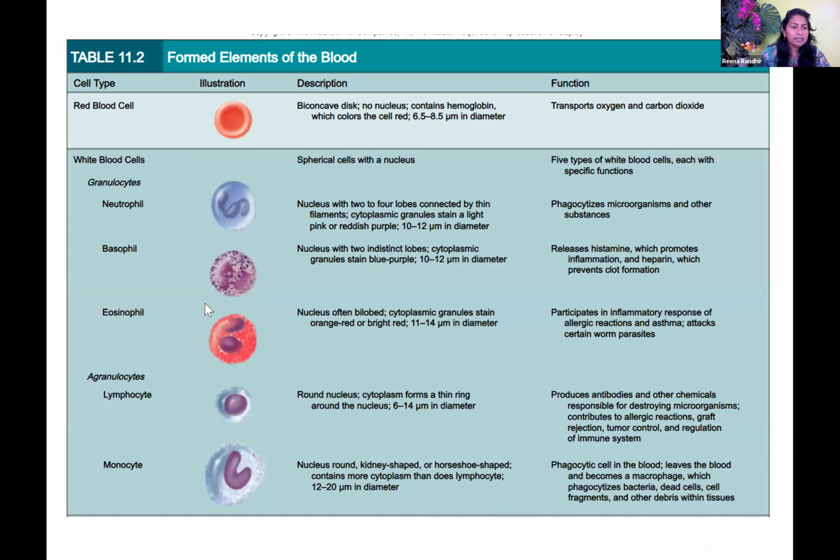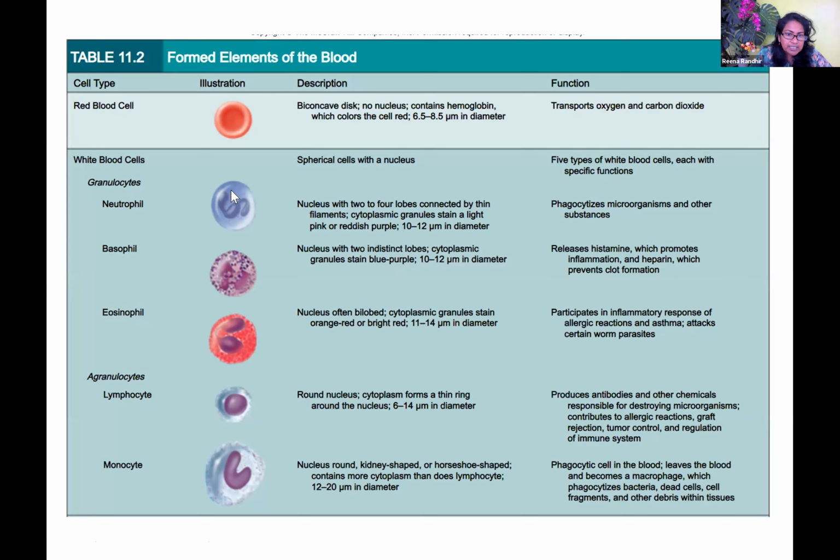All right, this table is an important table. Under white blood cells, there are three types of granulocytes. Neutrophils are the most important. Nearly up to 70% can be neutrophils. What is their function? They phagocytize microorganisms. These are the ones that are going to attack the bacteria and virus and destroy it.